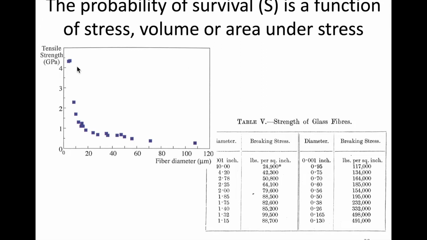This is a classic experiment where the strength of glass fibers was taken. Basically this is the tensile strength. A tensile test of the fibers was done as a function of the fiber diameter. And what we see is when the diameter is very large, the strength is relatively low, but as we decrease the diameter, then the strength goes up, right? This is the whole principle of fiber woven composites, that the strength goes up as the diameter goes down. And so this is a function of the volume under stress.